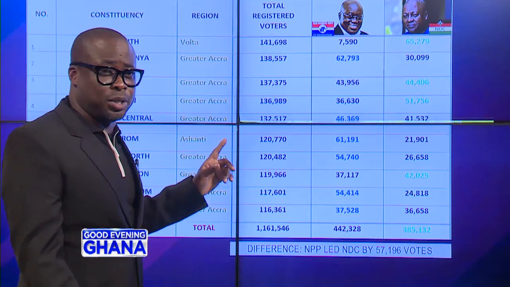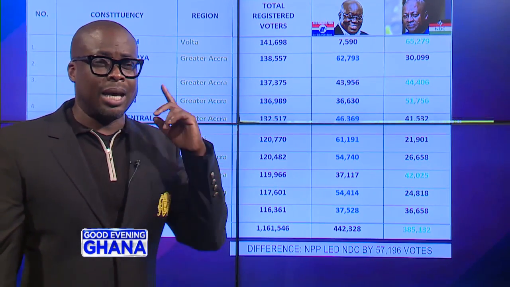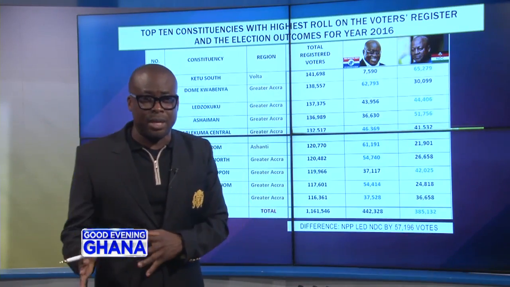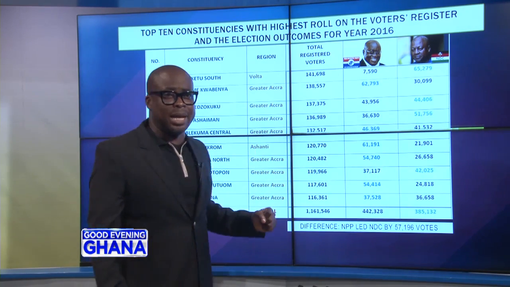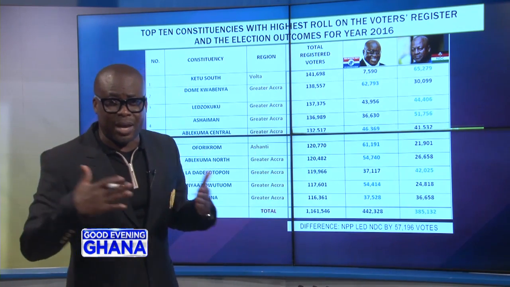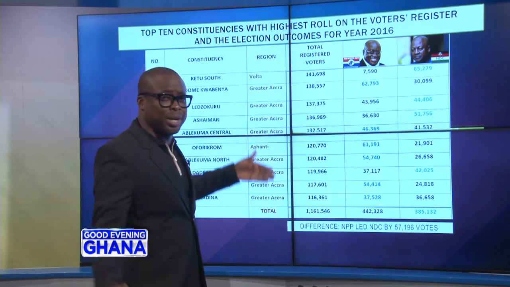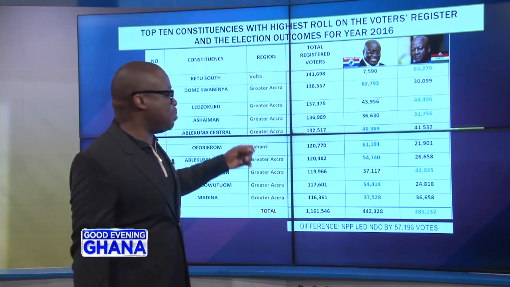Remember, the top 10 constituencies vote in a certain way. And when 5 of them vote for the NPP, the NDC wins. If they split it 5-5, the NDC wins. Anytime the NPP has won it since 2000, the NPP has won.